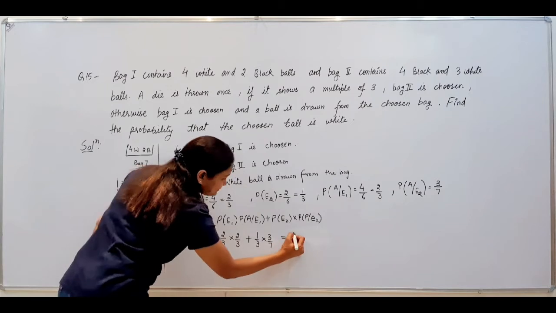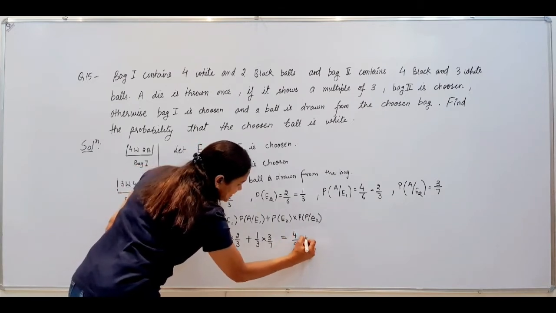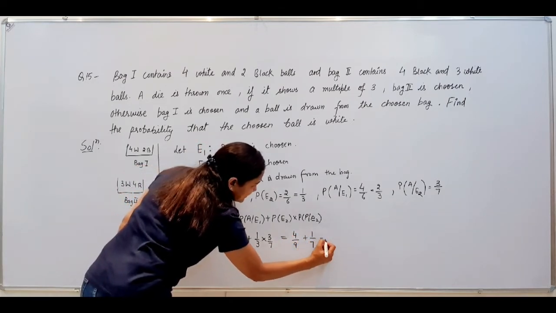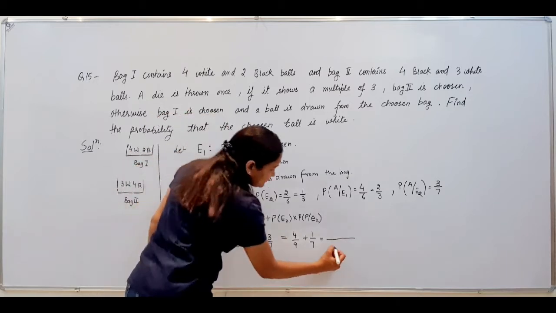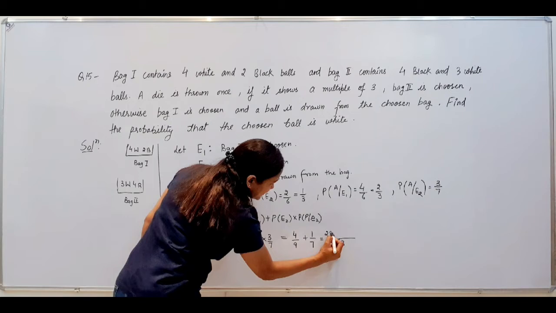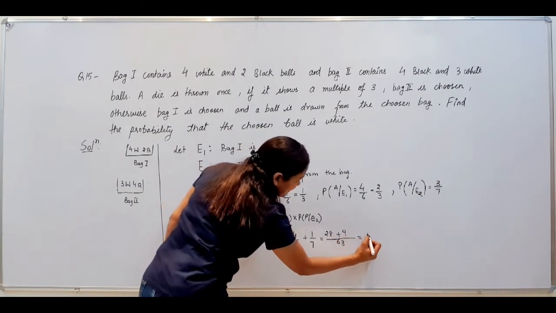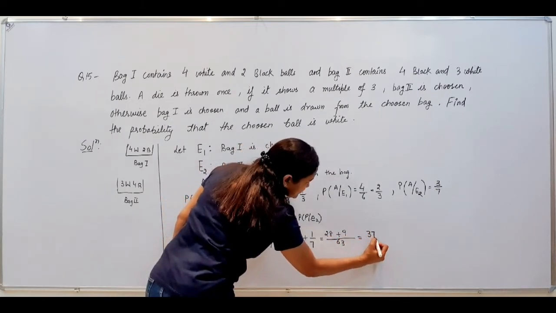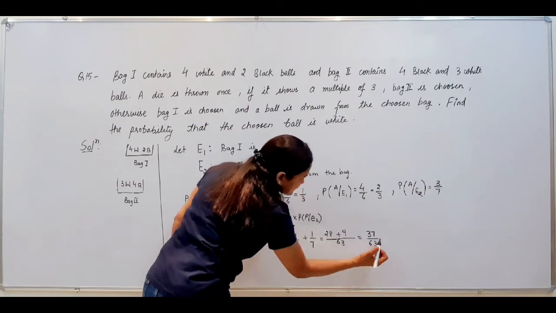So this will be 4/9 plus 1/7, and the answer will be 28 plus 9, and this will be equal to 37/63.